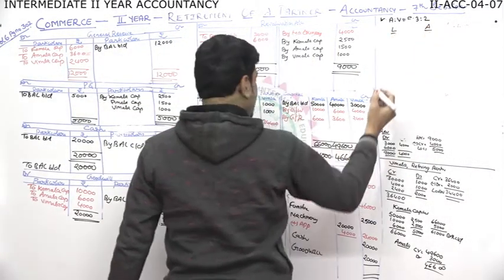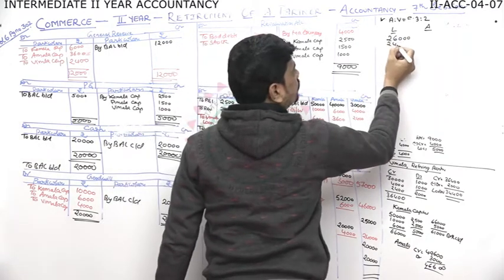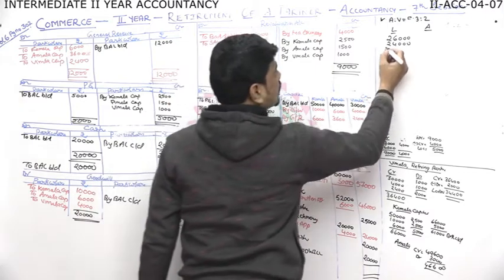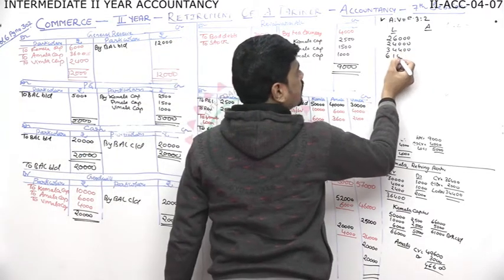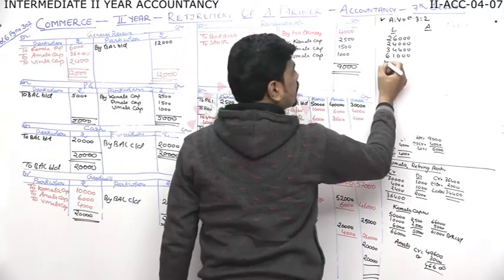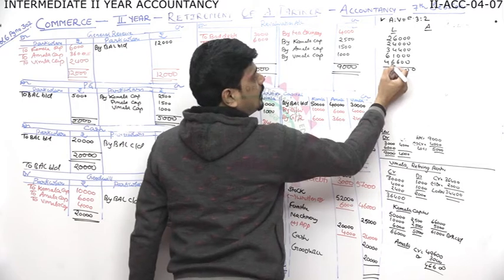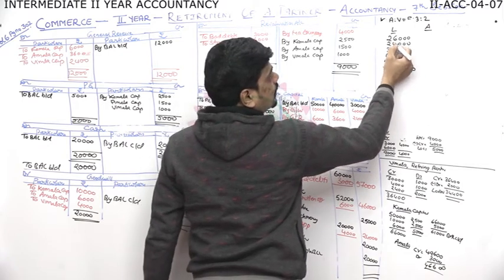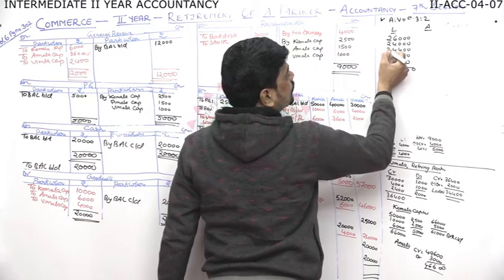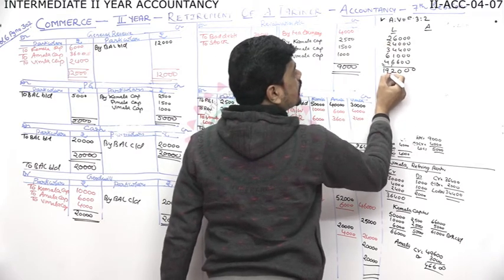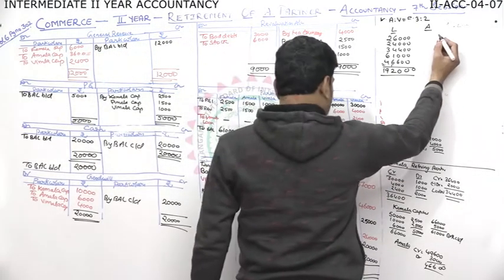Liabilities, assets. Let us write liabilities: 26,000, 24,000, 34,400, 61,000, 46,600. 0, 0. 6 plus 4, 10, 7, 8, 18, 22, 6, 4, 10, 12, 12 plus 3, 15, 15 plus 4, 19. Liabilities are 1,92,000. Let us see for assets in the similar manner.